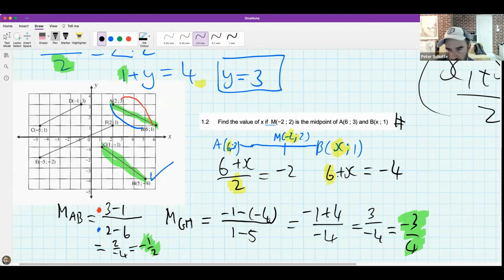Now, what's the opposite of +6? It's -6. So I'm going to take away 6 from both sides. And if I do that, if I take away 6 from -4, I get -10. And so my answer would be -10 is X.